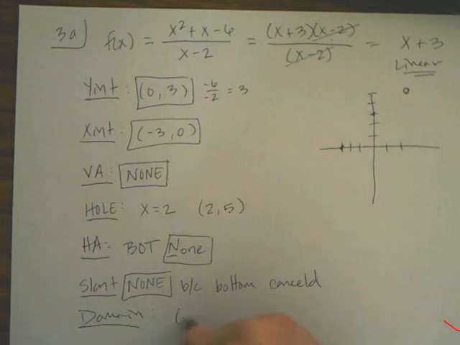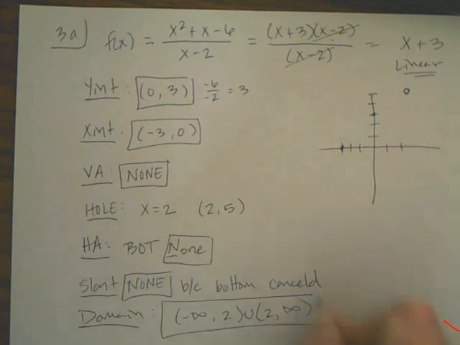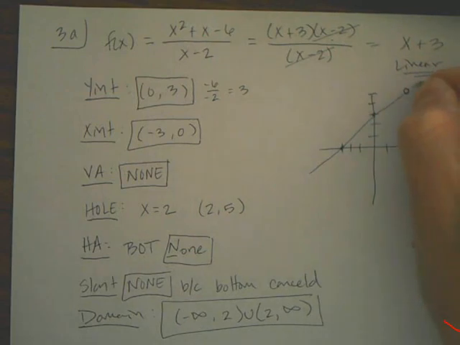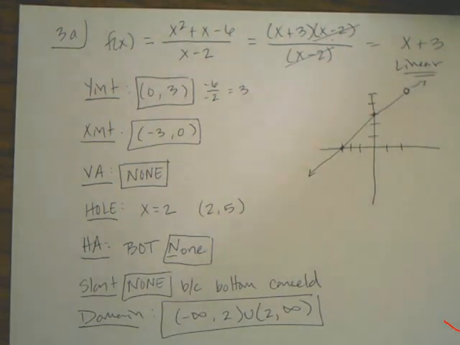Negative infinity to 2, 2 to positive infinity. So it acts like a linear function. That's a strange one.